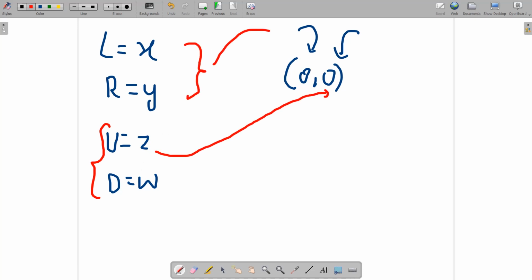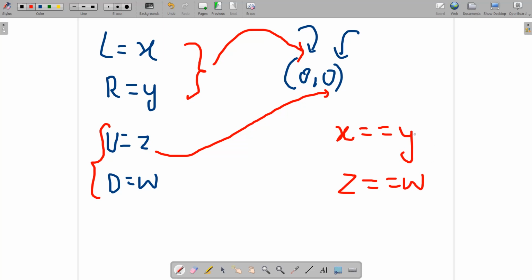Whenever you move to the left, the X coordinate decreases by 1, and whenever you move to the right, the X coordinate increases by 1. Since we are starting at the origin and want our path to end up at the origin again, it means that X should be equal to Y, and also Z should be equal to W. Then and only then can we traverse the path and come back to the origin again.